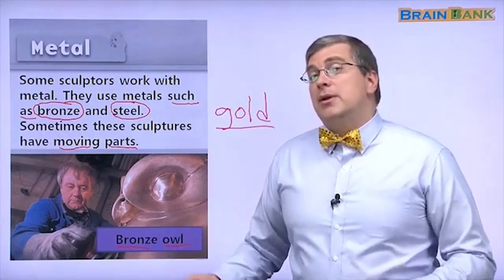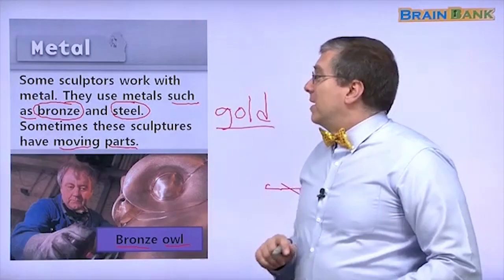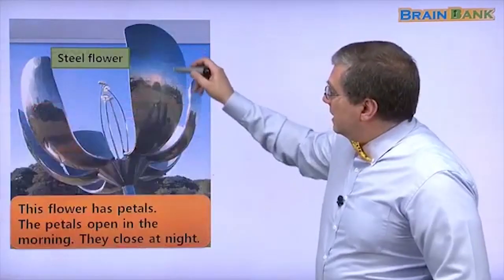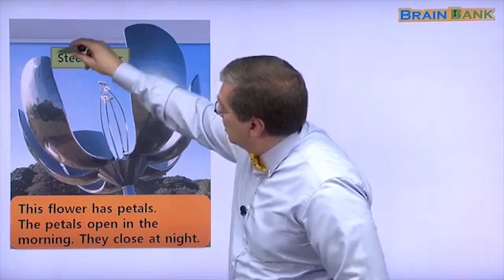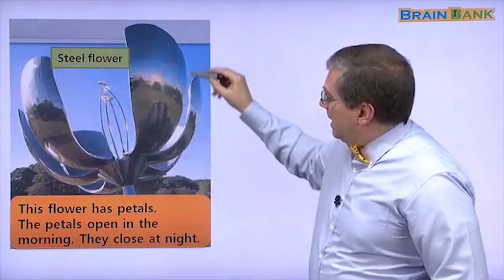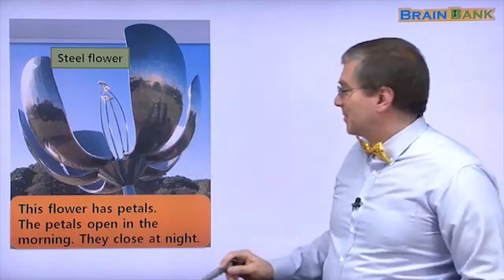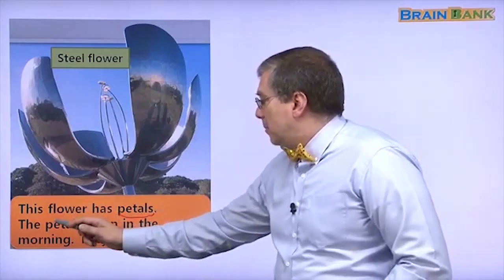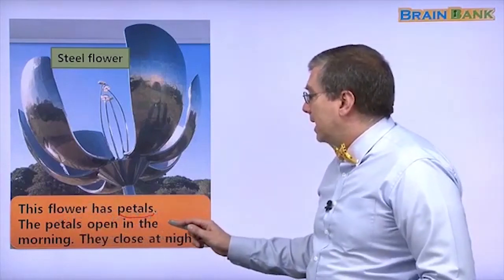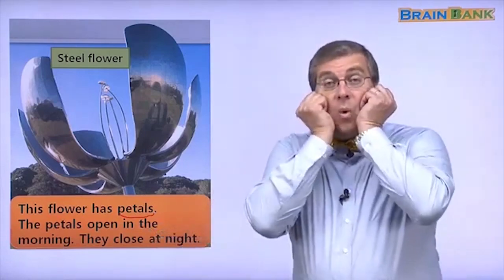Okay, what other materials are there? Oh, actually, let's look at another example of a metal sculpture. This is a sculpture made of steel. Steel. And what is it? It looks like a flower, doesn't it? Oh, so fun. This flower has petals. The petals open in the morning. They close at night. Wow, that's really cool.